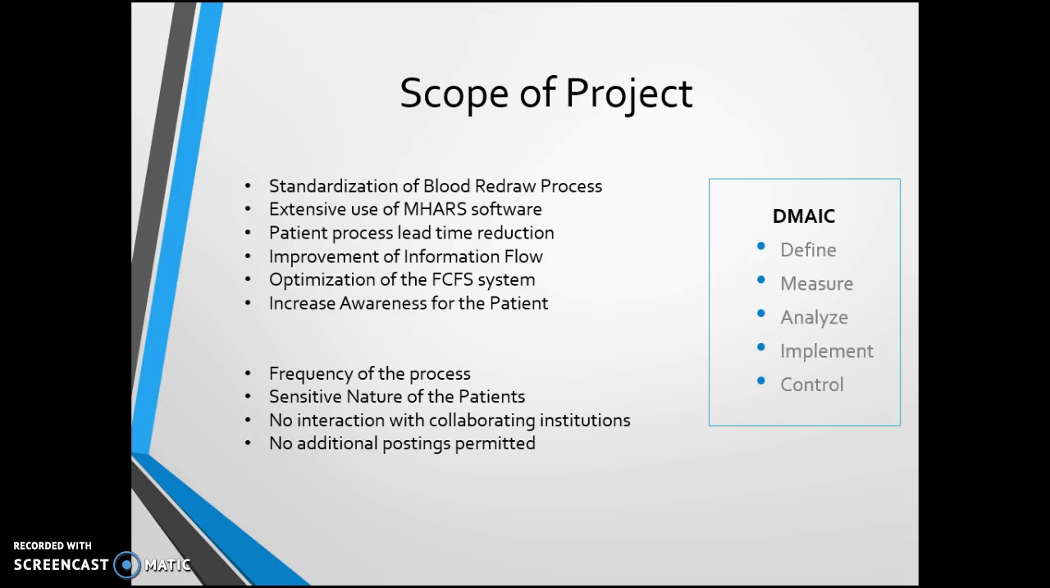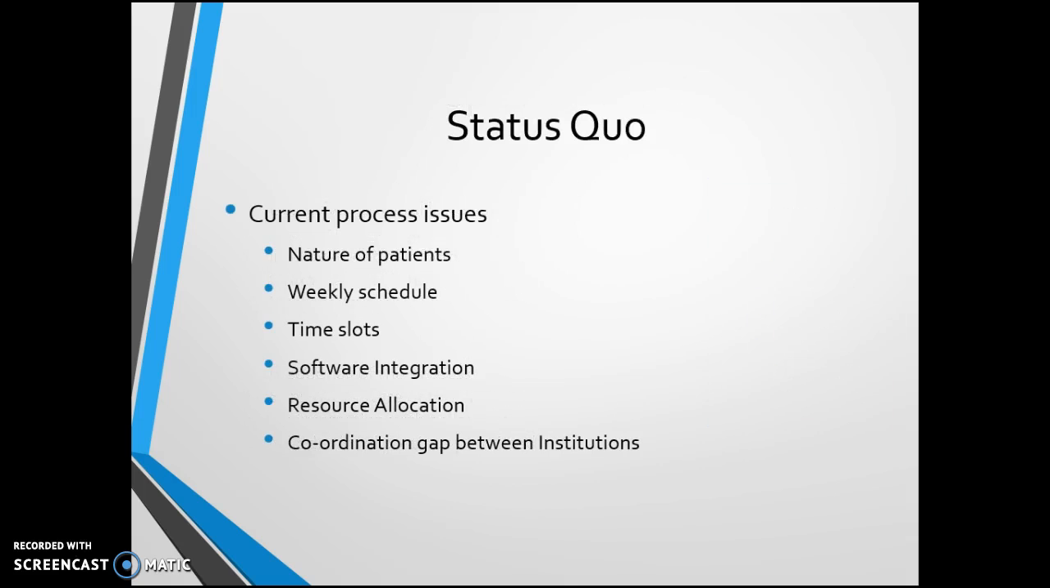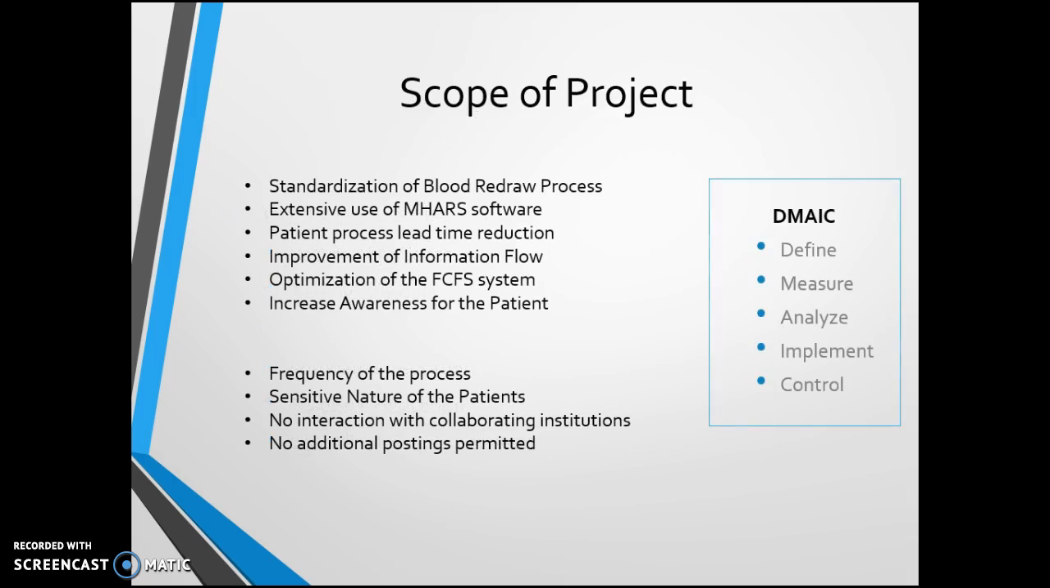As you can see, DMAIC is define, measure, analyze, implement, and control. So today we are trying to define the problem and get a good definition of what the problem consists of. Like in the previous slide, the current process issues make up the definition of the problem. Defining the problem is very important in actually working towards the right problem and solving it using the right tools.